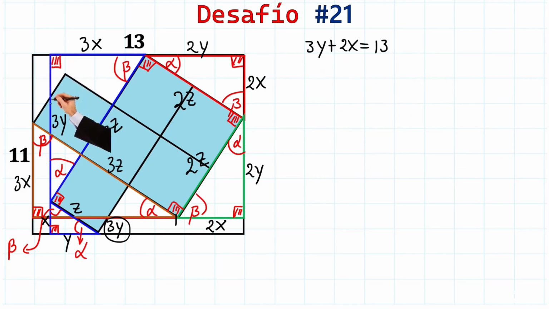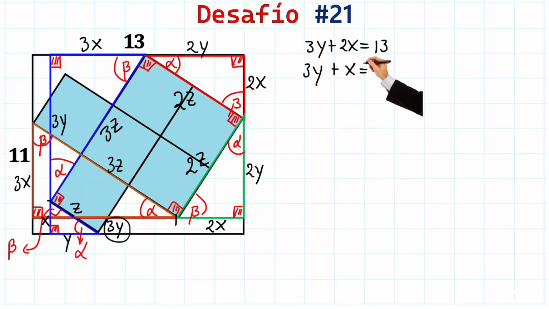Now pay close attention to this here. From here to here, notice it's 3 times y, and from here to there it's x. So we can say that 3 times y plus x equals the entire side of the rectangle, which is 11. Excellent.